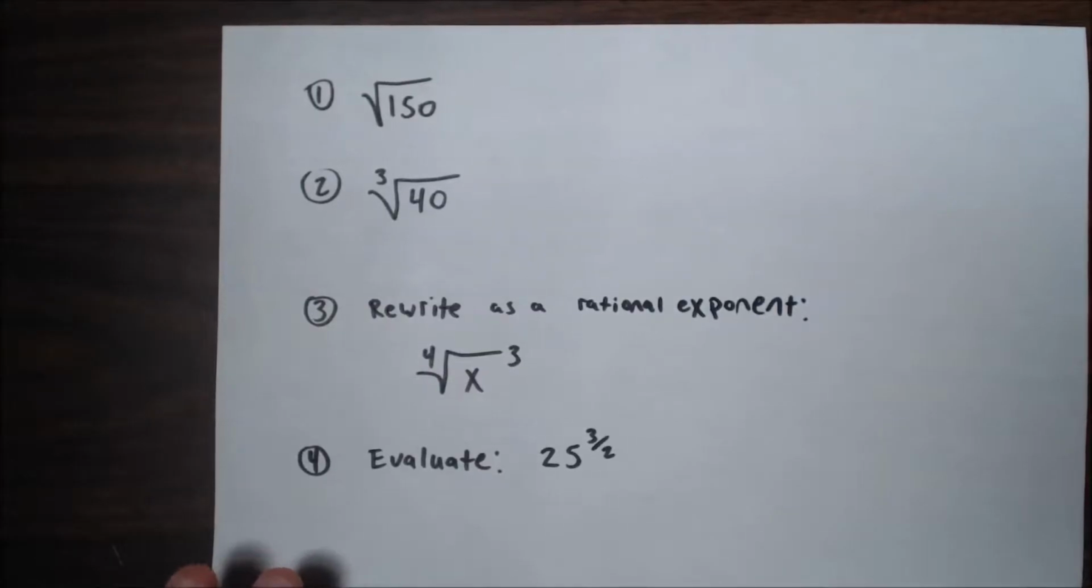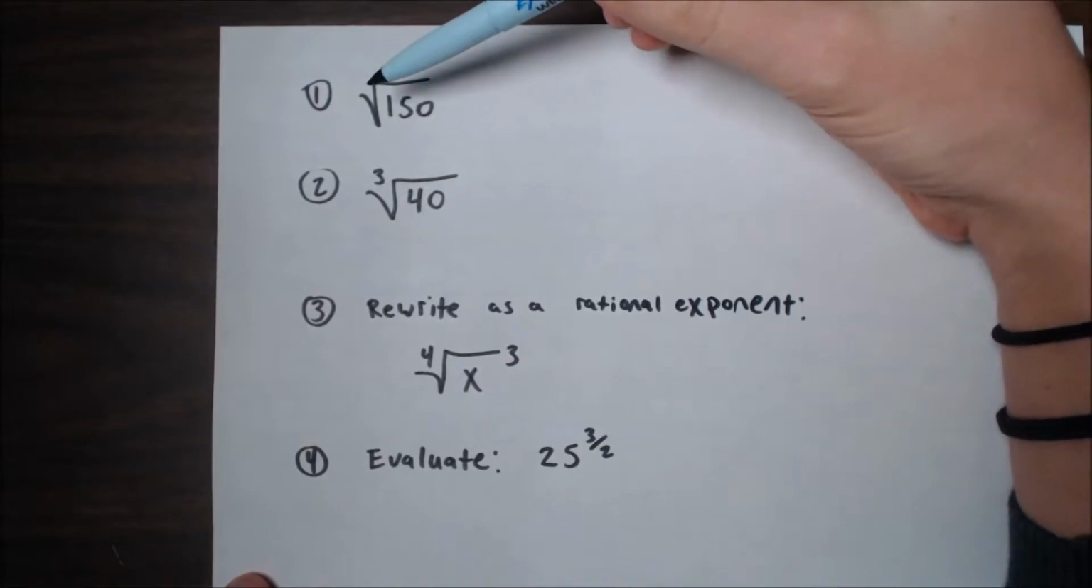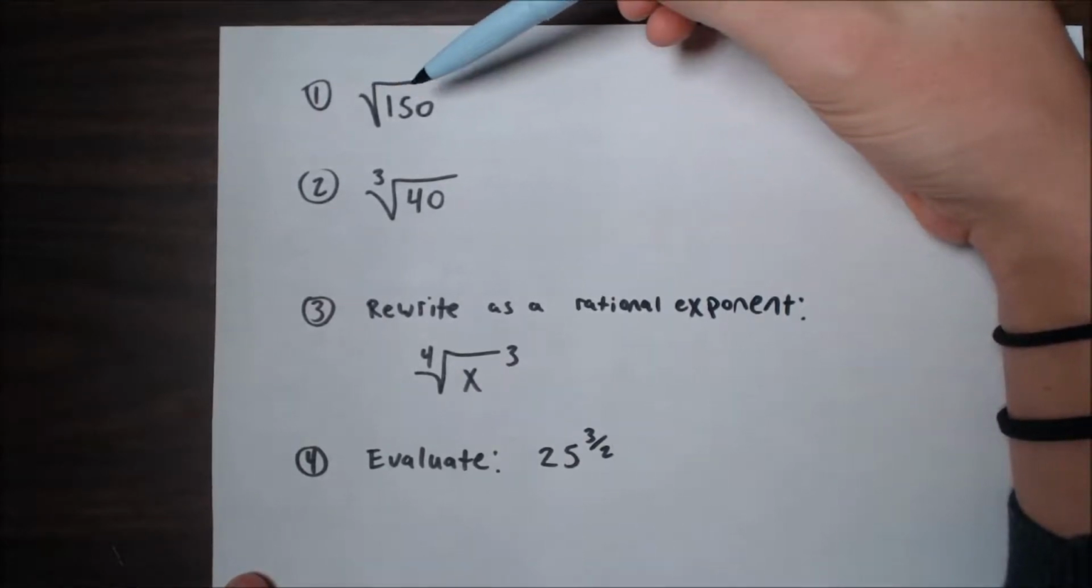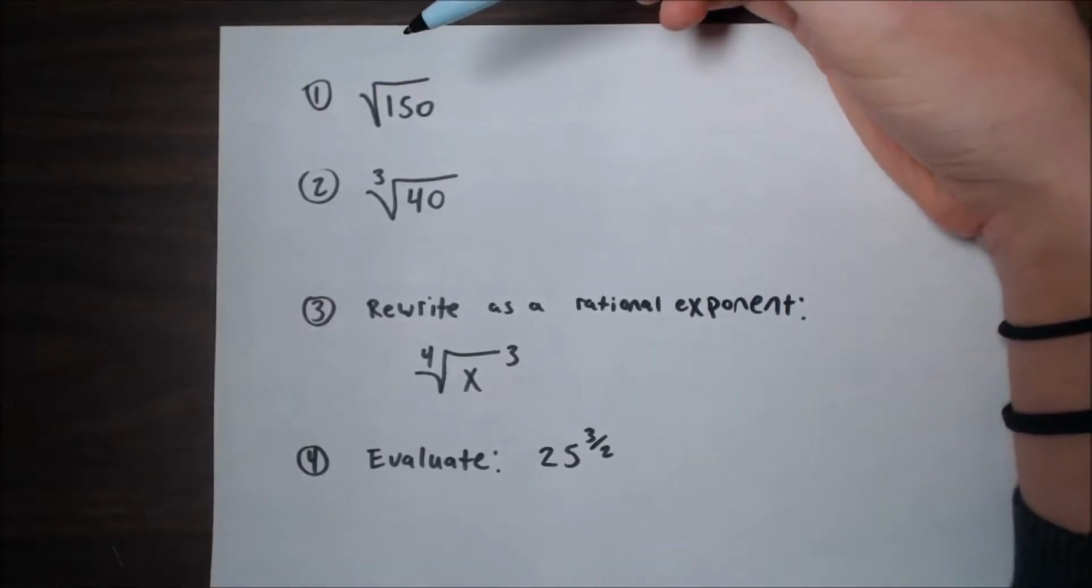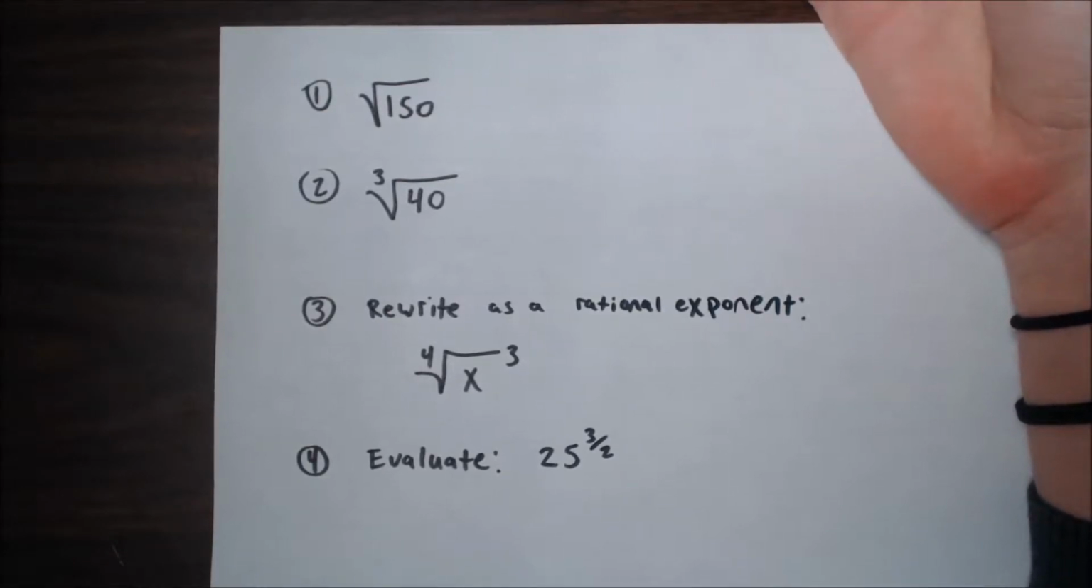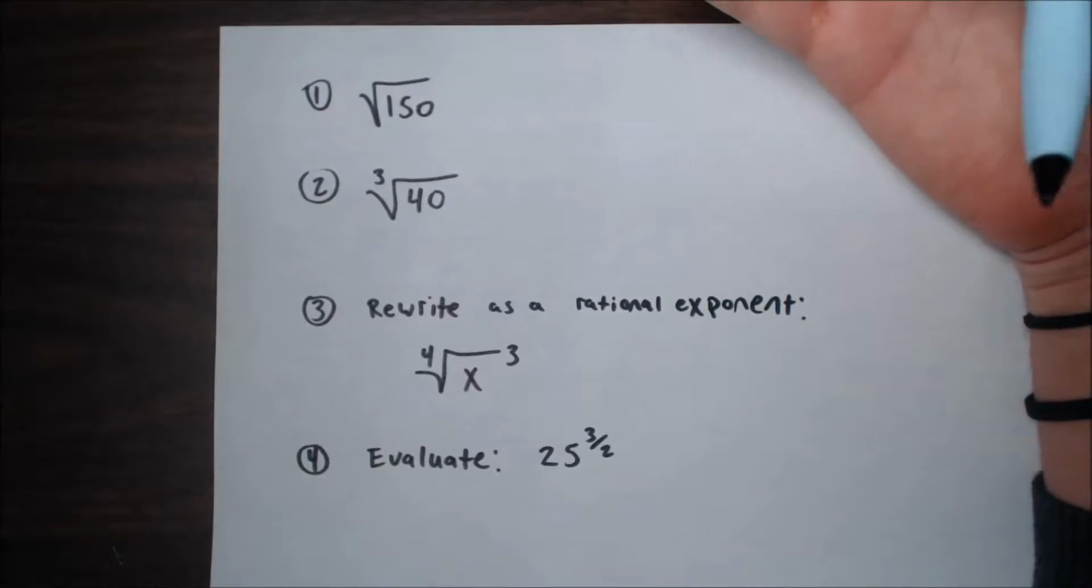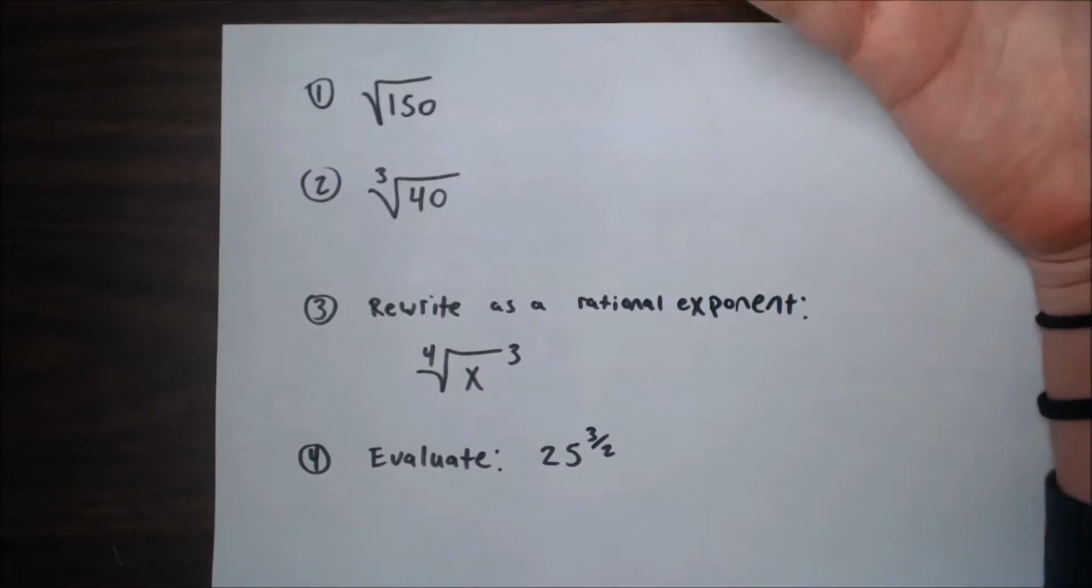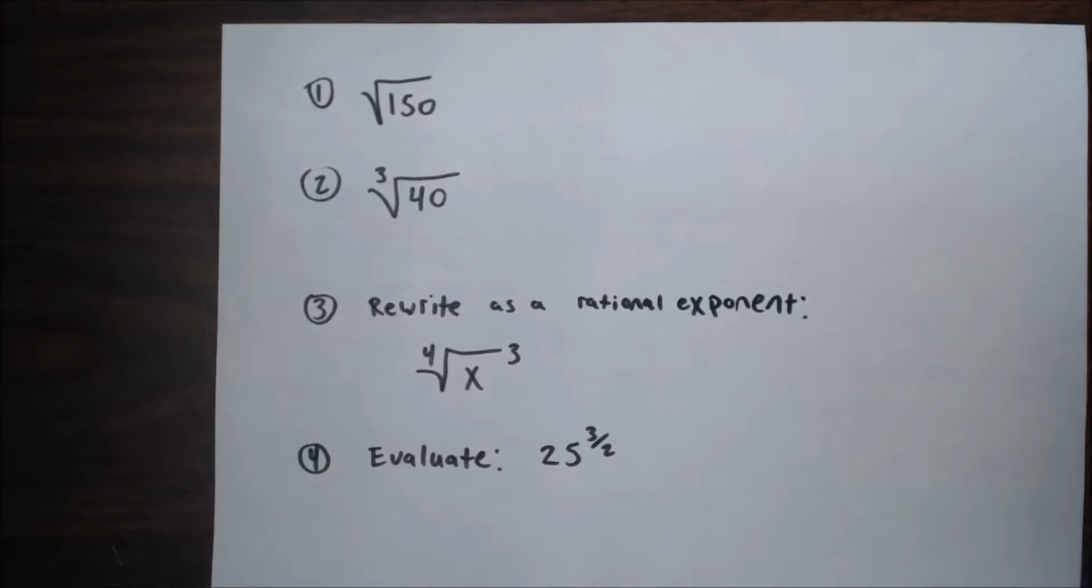Okay, so now I'm just going to do a couple examples. First we're going to simplify the square root of 150. First question you should always ask yourself is, can I just take the square root of 150? And the answer is no. There's no number, no integer, no whole number that I can raise to the second power and get 150.